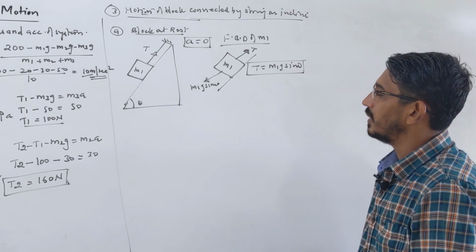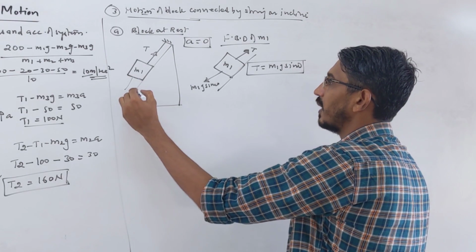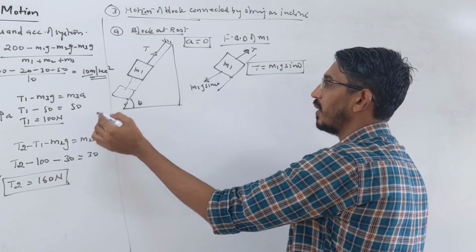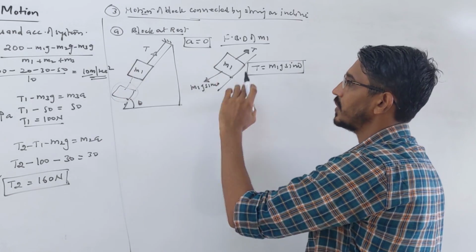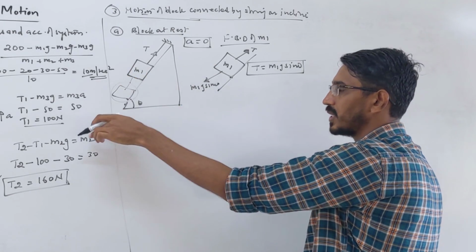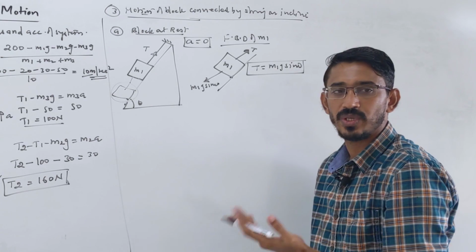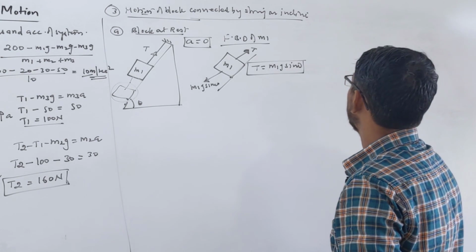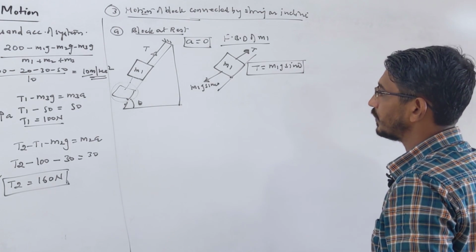There may be two blocks. If you add one more block here like this, where you have to calculate tension T2, you can take the FBD of this one first, same procedure. Tension T2 upward, M2g sine theta downward is equal to 0, because it is not accelerating. Suppose it's accelerating, then what will we do?